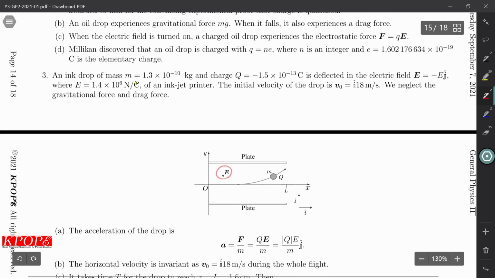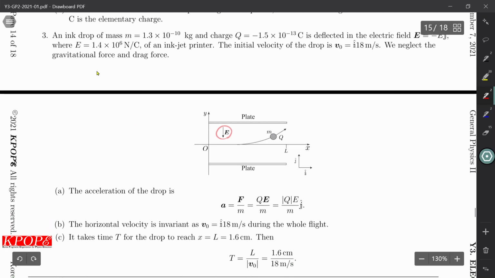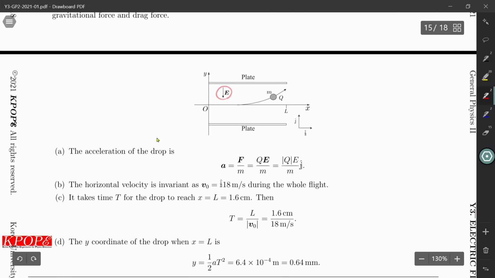An ink drop of mass m, tiny mass, and some charge much bigger than the elementary electric charge. The electric field is given along the y direction; the electric field is downward, that means parallel to the minus j direction. The magnitude of the electric field is given like this. The initial velocity of the drop is 18 meters per second along the x-axis. We neglect gravitational force and drag force.